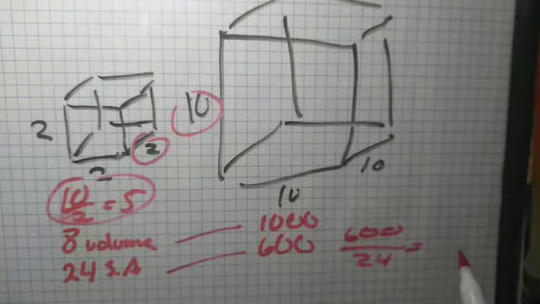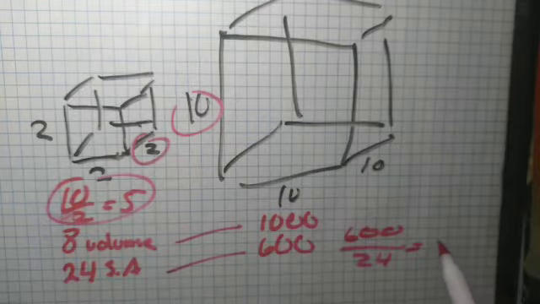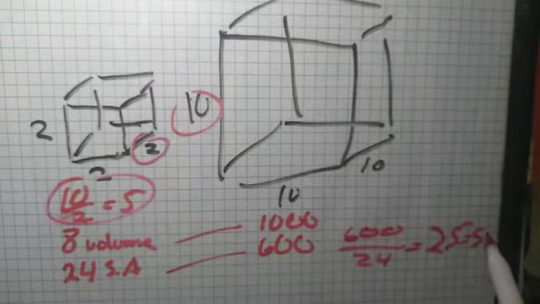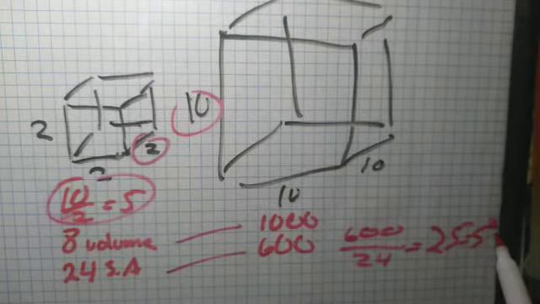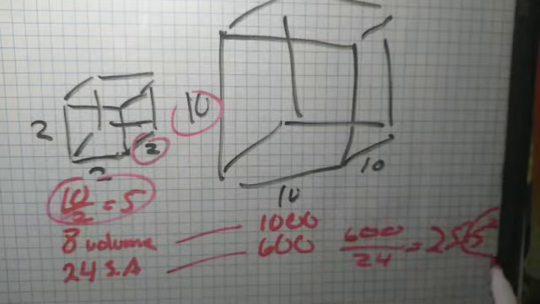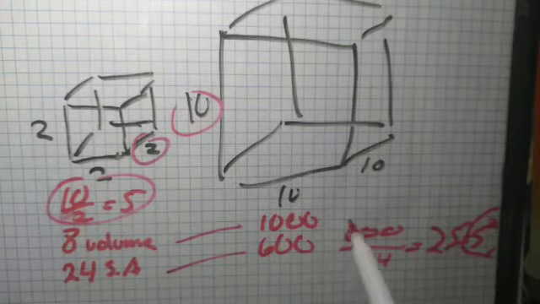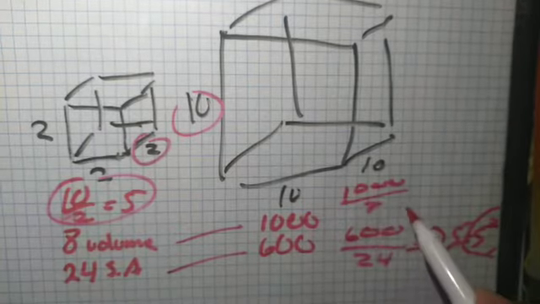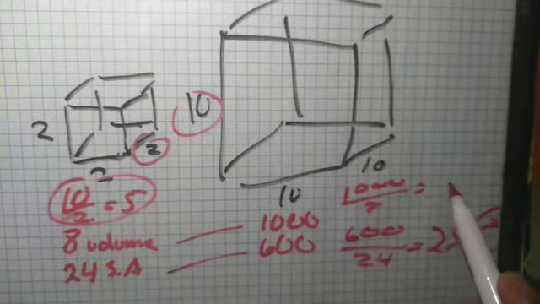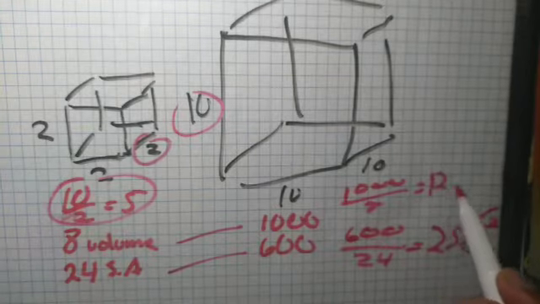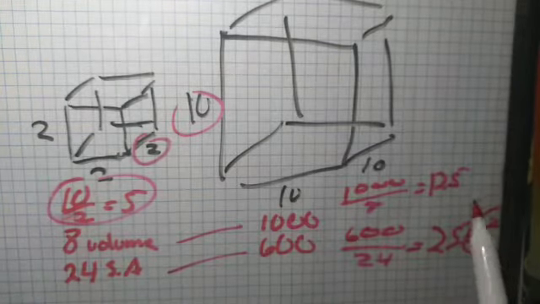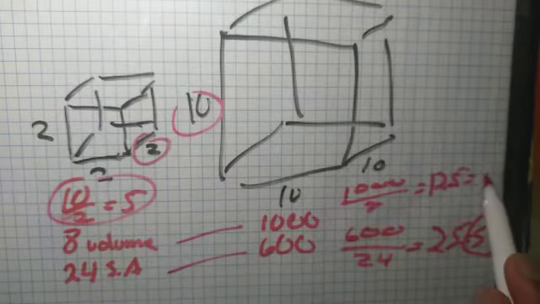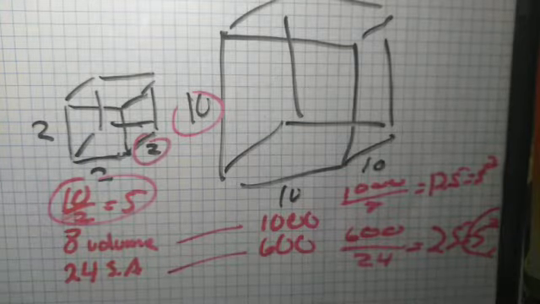I'm not going to do the calculator work. You can if you'd like, but it is equal to 25, which is also equal to 5 to the power of 2. Still got 5 going on for us. Now we're going to look at the volume, which is 1,000 over 8, which is equal to 125, which is equal to 5 to the power of 3.